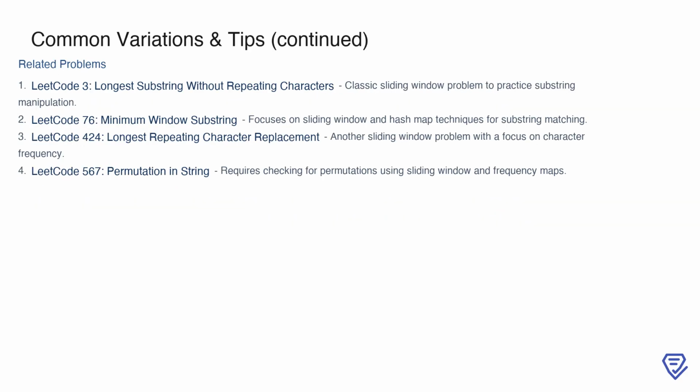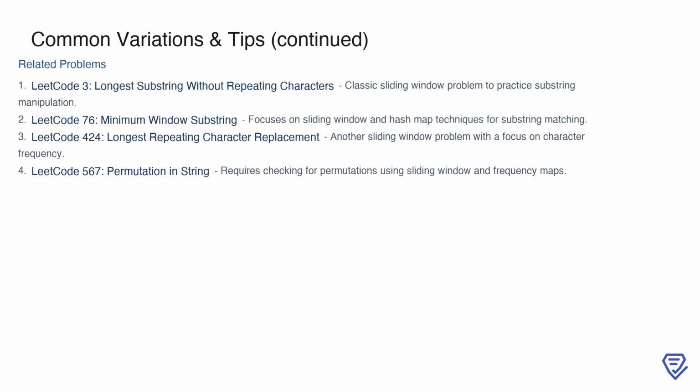To deepen your understanding of these concepts, it's helpful to practice related problems that build on similar techniques. For example, LeetCode Problem 3, longest substring without repeating characters, is a classic sliding window problem that focuses on substring manipulation. Another great example is Problem 76, minimum window substring, which emphasizes the use of sliding windows paired with hash maps for substring matching. Problem 424, longest repeating character replacement, also uses the sliding window approach but incorporates character frequency to solve the challenge. Finally, Problem 567, permutation in string, requires checking for permutations with sliding windows and frequency maps.